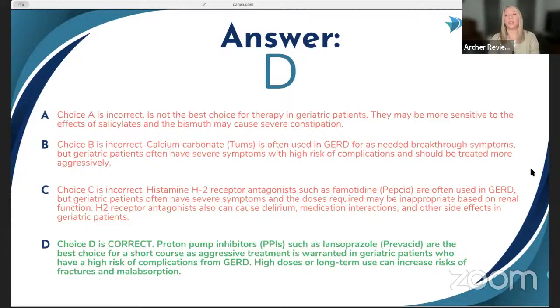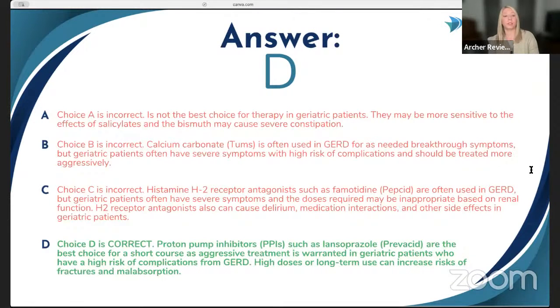All right, so our correct answer is D, a proton pump inhibitor. So basically, we're doing this because it's the best choice of a short, aggressive treatment for geriatric patients who have a high risk of complications from GERD. We don't want to do high doses or long-term use of PPIs because this can increase the risk of fractures or malabsorption.